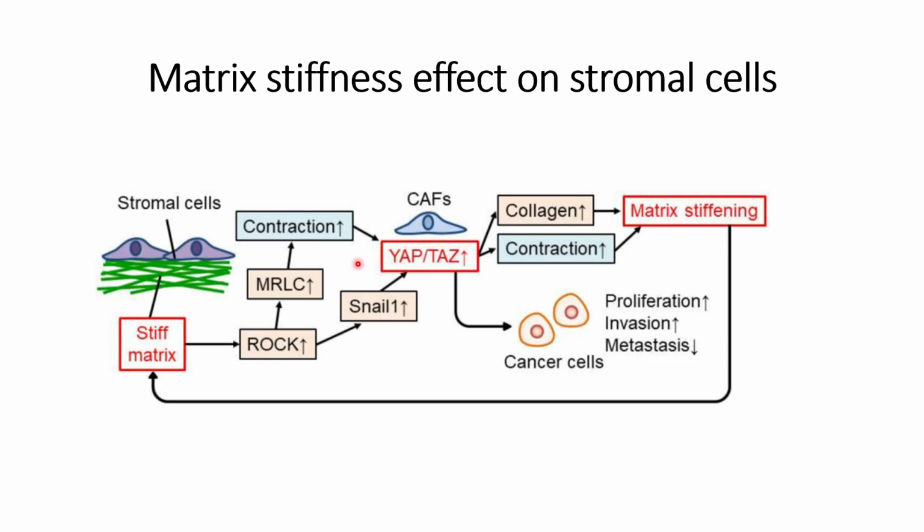This information is about the stromal cells, and how stromal cells help the cancer cells. In the previous video we discussed this YAP-TAZ effect directly on the tumor cells or the cancer cells. So in both cases, that is in the stromal cells and also in the tumor cells, this upregulation of YAP-TAZ will lead to tumor proliferation and tumor aggressiveness.